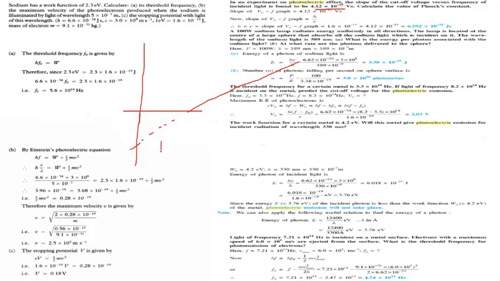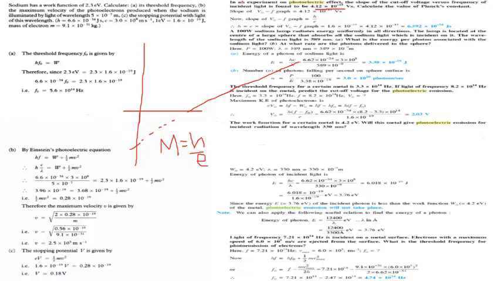So I told you, you remember the slope is equal to h over e. So simply you can get Planck's constant by taking electronic charge times the slope. It's as easy as that. If you understand, as Joti used to say, if you understand. So again, there are examples here, you can do them.